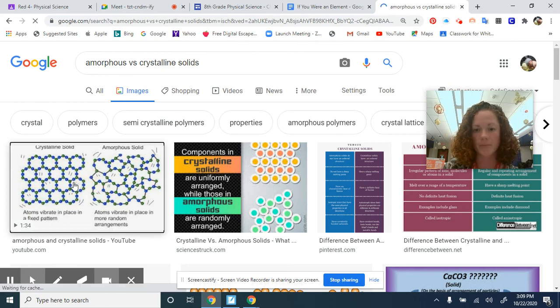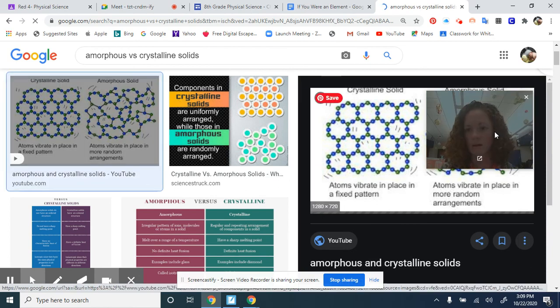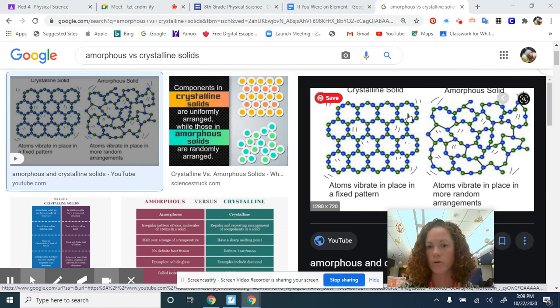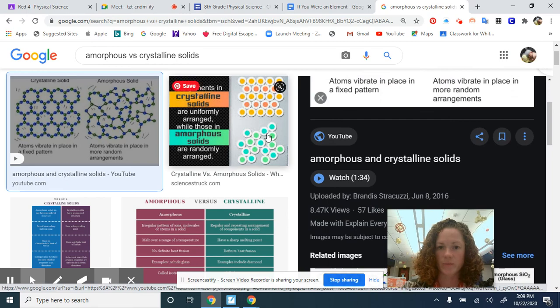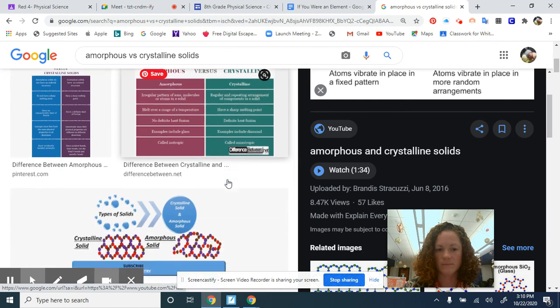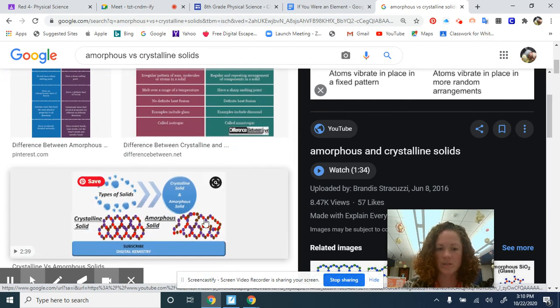So if you open this up, this is a good picture, a good example. Crystalline solids make a pattern. So it's repeated over and over and over. They make a really pretty pattern. And this is where we get our crystals from. An amorphous solid connects just like the crystalline solid does, but there's no pattern to it. They're just kind of like all over the place. Let's see if we can get another image just so that you guys have a little bit better understanding. So here's another image. It's pretty similar.